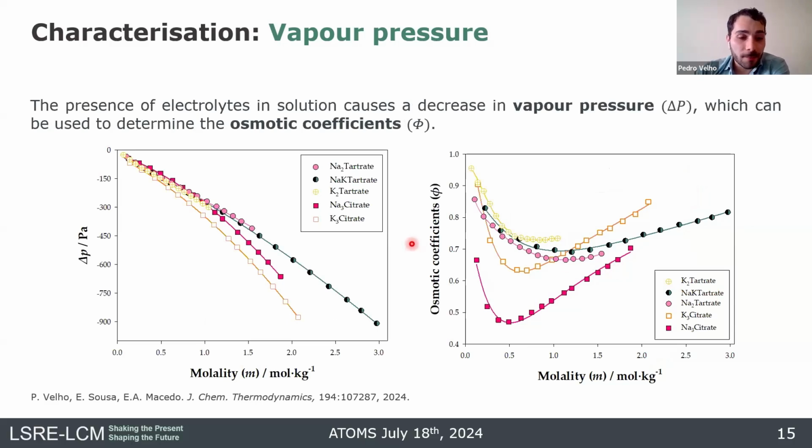So as you can see here, the presence of an electrolyte, here you have the molality of the electrolyte, here you have the decrease in pressure, and the presence of an electrolyte causes a decrease in pressure, as you can see here. These results concern some organic salts.